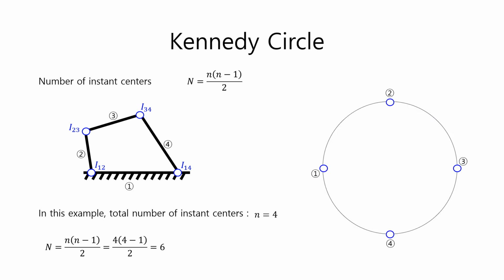Kennedy circle is a great help in determining the number of instant centers and finding the location of instant centers. Let's learn how to draw a Kennedy circle. First, draw a circle as shown on the right and mark points at roughly equal intervals equal to the number of links. In this example, there are 4 links, so we mark 4 points: east, west, south, and north.